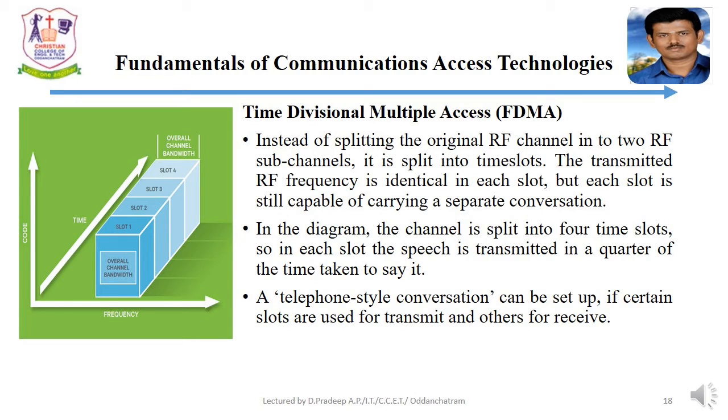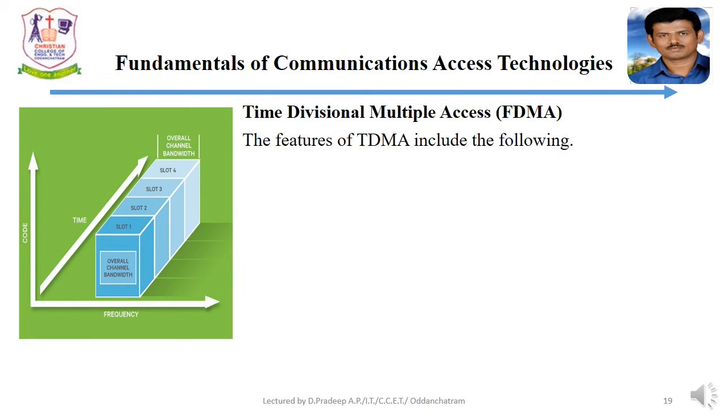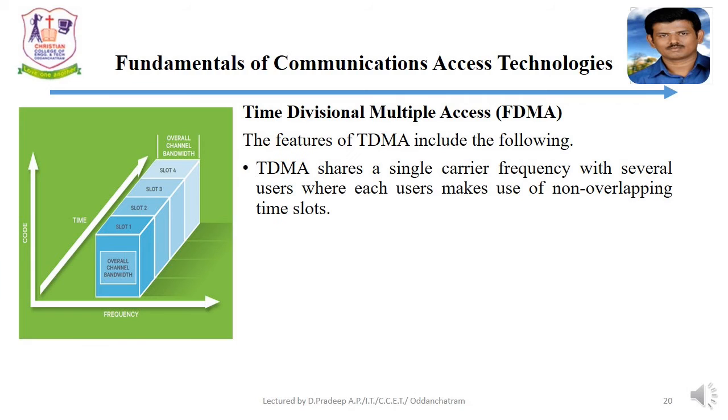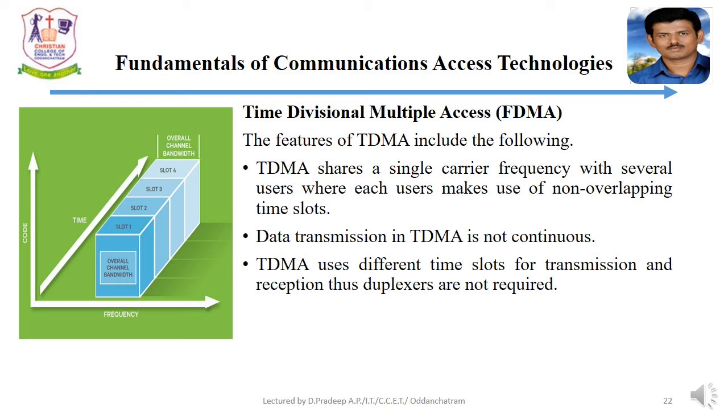A telephone style conversation can be set up if certain slots are used for transmit and others for receive. The features of TDMA: it shares a single carrier frequency for several users, where each user makes use of non-overlapping time slots. Data transmission in TDMA is not continuous. It uses different time slots for transmission and reception, thus duplexers are not required.